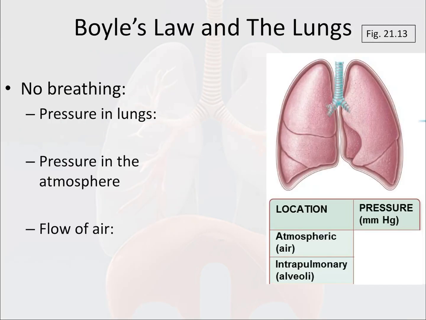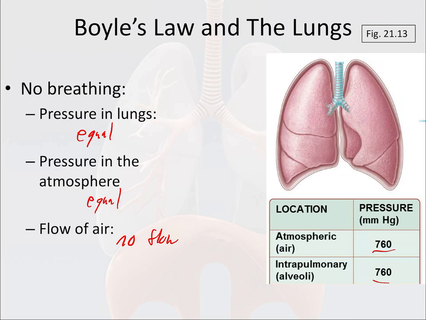So, how does Boyle's law apply to breathing? Well, first of all, let's start when we're not breathing, when we're just between breaths. Okay, so the pressure in the lungs is going to be equal to the pressure in the atmosphere, so we get no flow of air. Okay, so when we look at this, we see atmospheric pressure being the same as intrapulmonary, or pressure in the lungs. Okay, so no air movement.